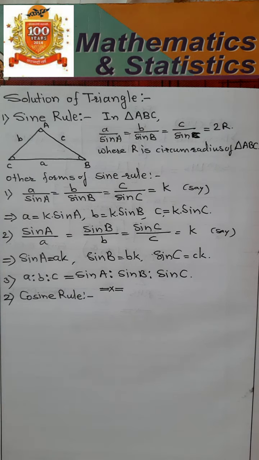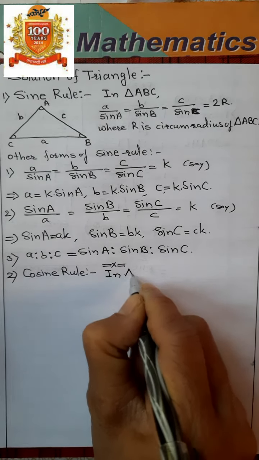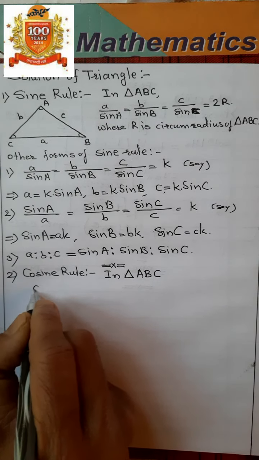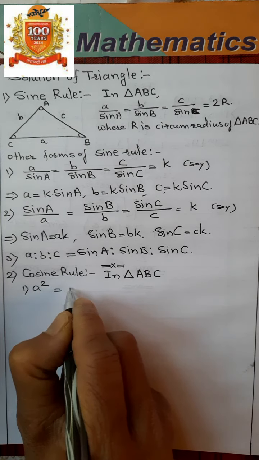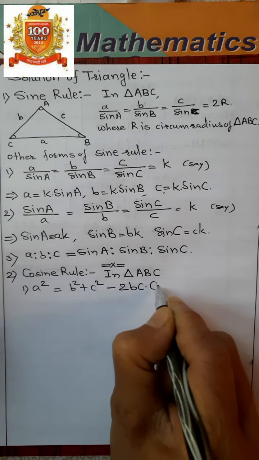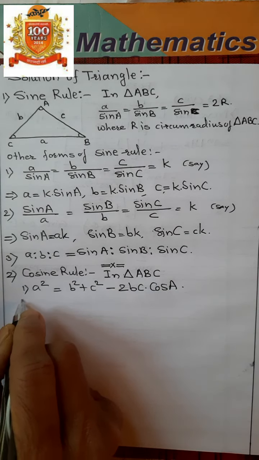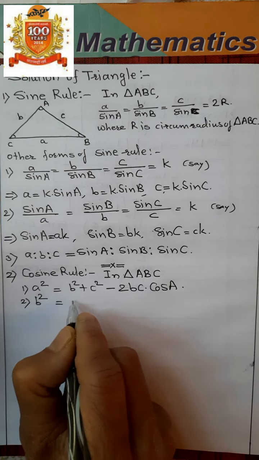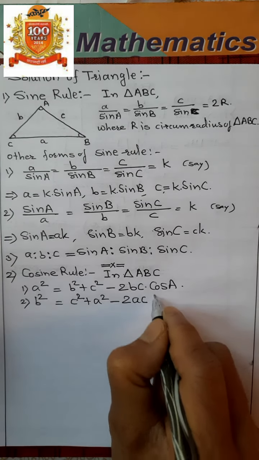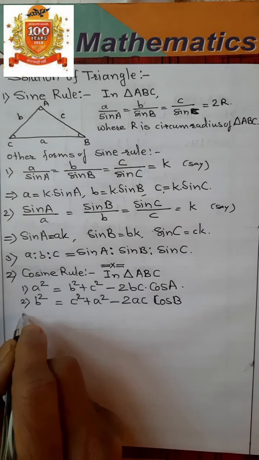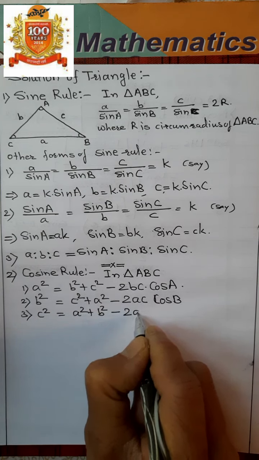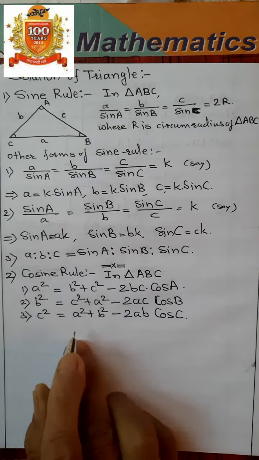Let us see cosine rule. In triangle ABC, one, a square is equal to b square plus c square minus twice bc into cos A. Second, b square is equal to c square plus a square minus twice ac into cos B. And third one is c square is equal to a square plus b square minus twice ab into cos C. This is called as cosine rule.